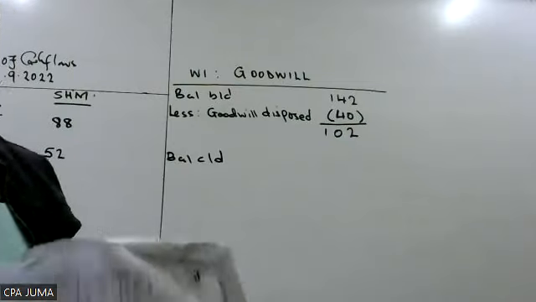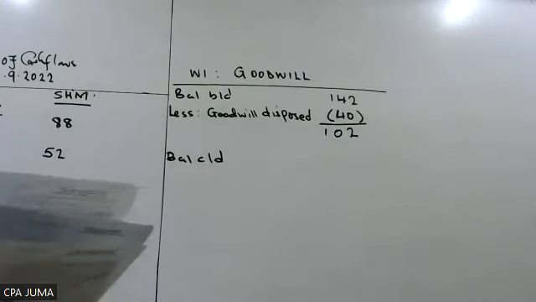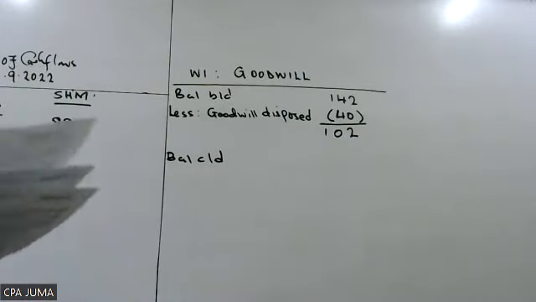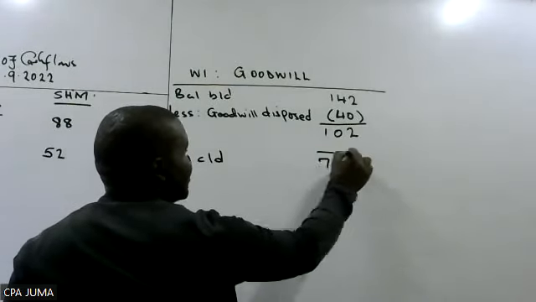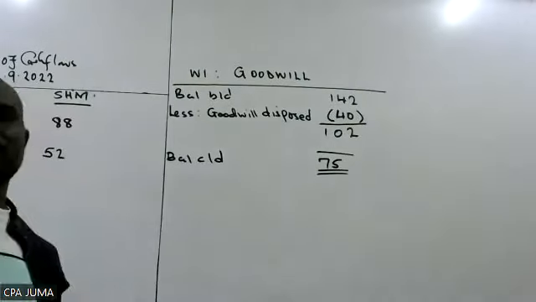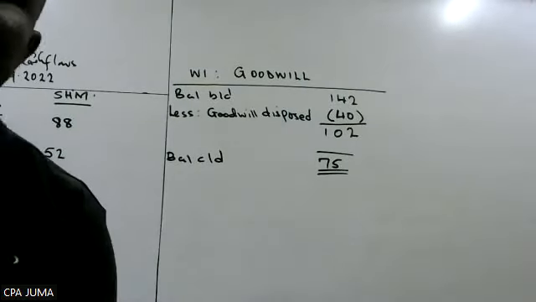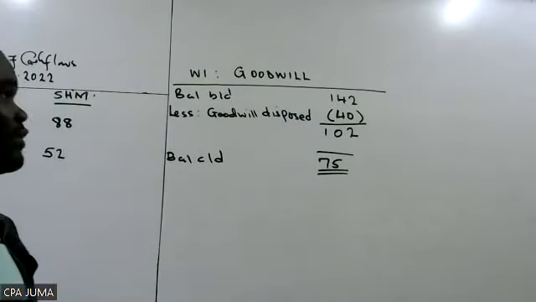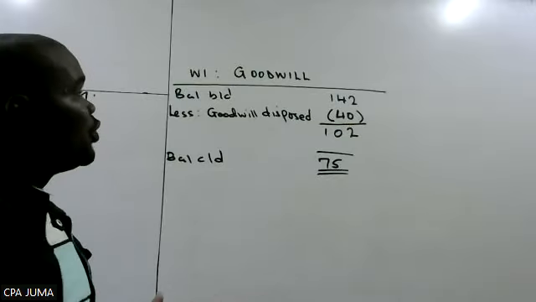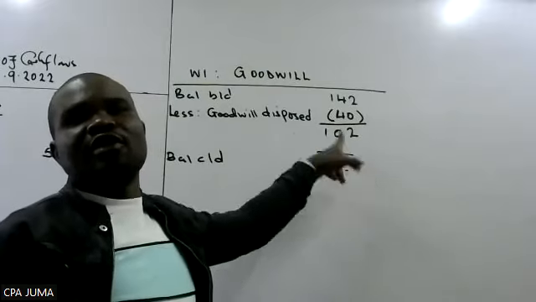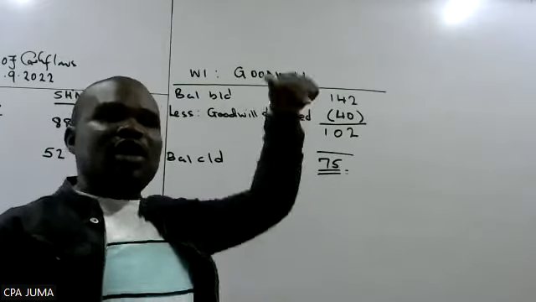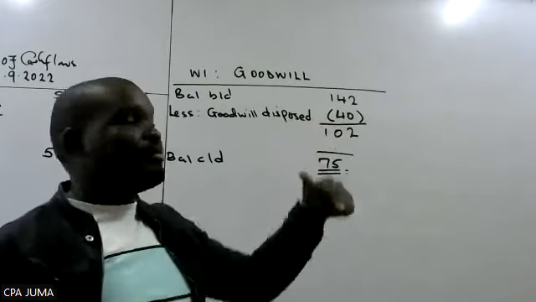So how much is the closing as per the examiner? 75. According to the examiner, under non-current assets, the closing goodwill is 75. We have applied everything they are saying, so we should have closed with 102. Why did they close with 75? There is impairment. So that decrease in goodwill is impairment.